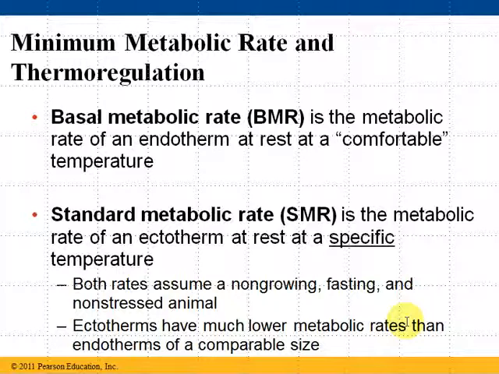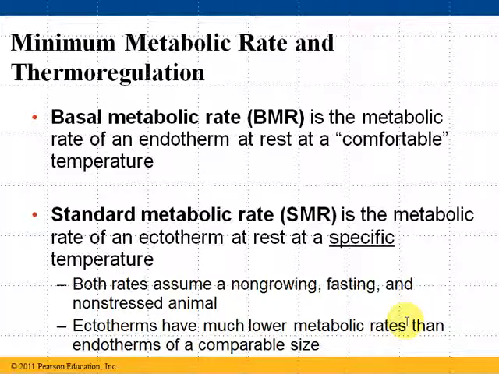Then we also have something called the standard metabolic rate. The standard metabolic rate is the rate of an ectotherm at rest at a specific temperature. So remember, an ectotherm relies on the outside temperature much more than you do to control what's going on inside. So if we're going to look at an ectotherm, we're going to look at what's called standard metabolic rate, and that's going to be at a specific temperature.